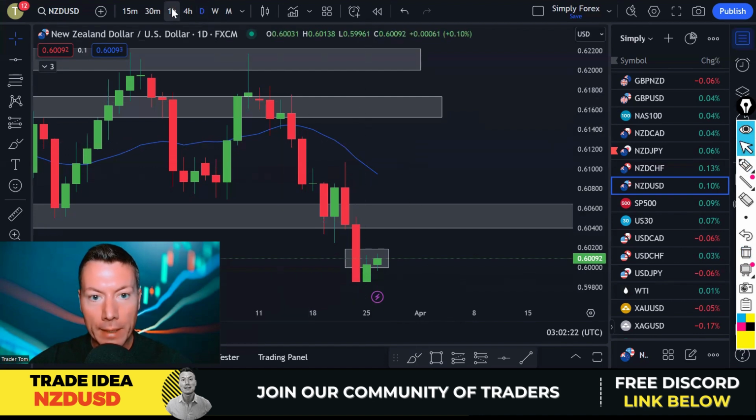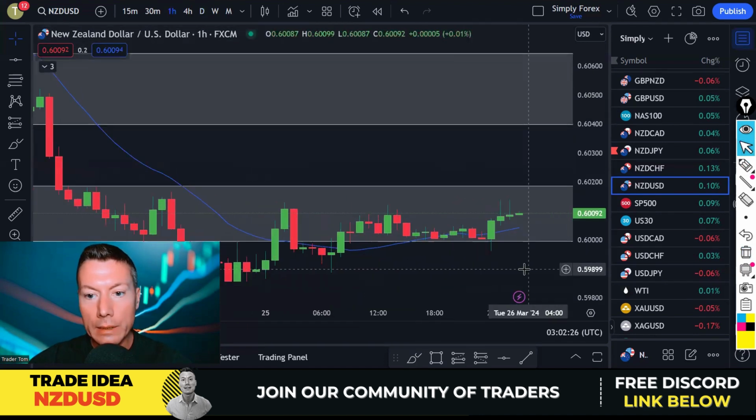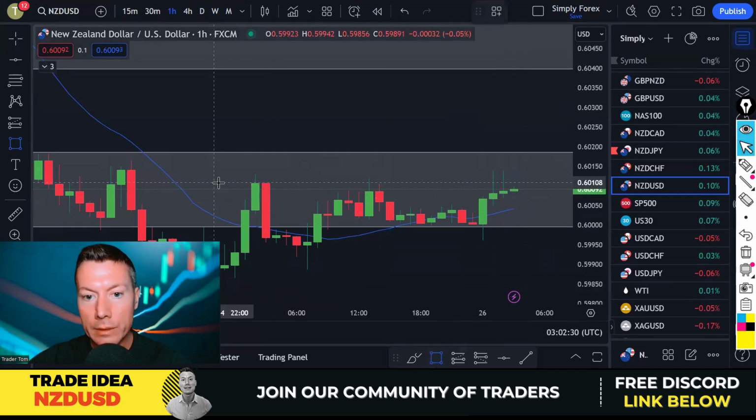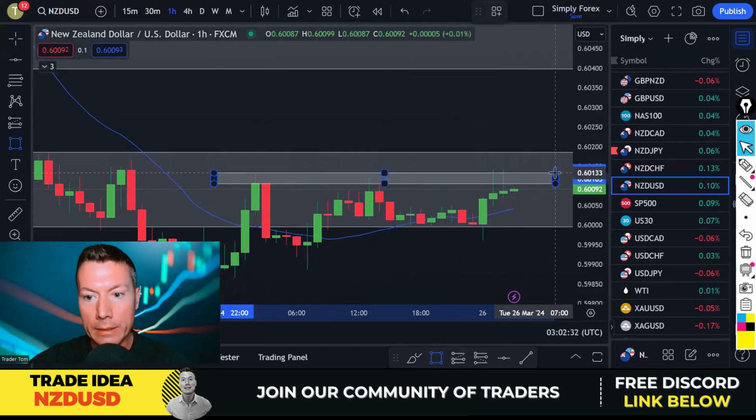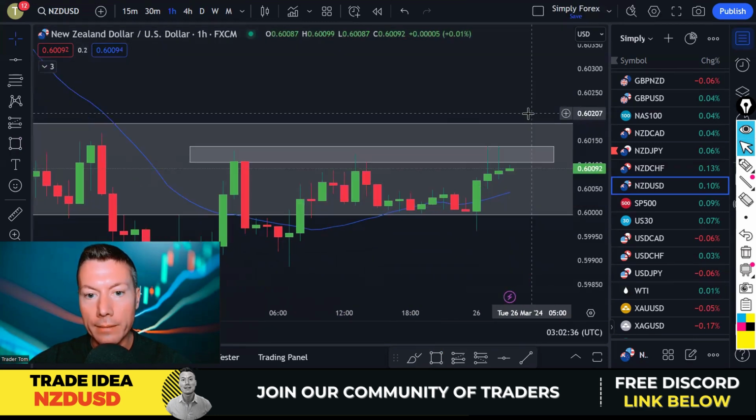All right, if we drop down to the H1, there's almost a level within a level here. So let me put that in. You can see these last H1 highs through here. We want these to hold, which they are.